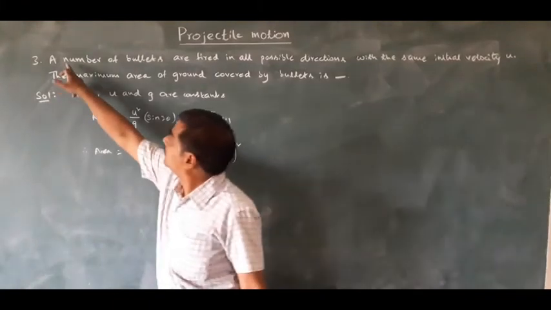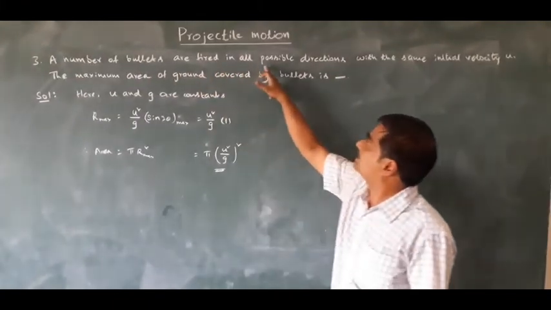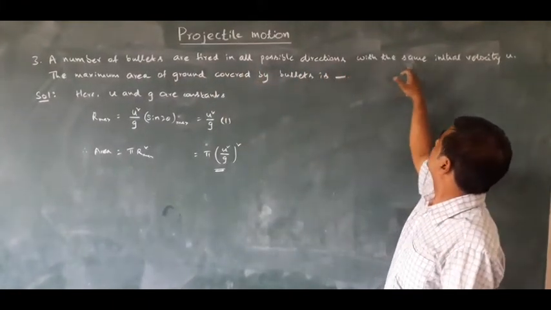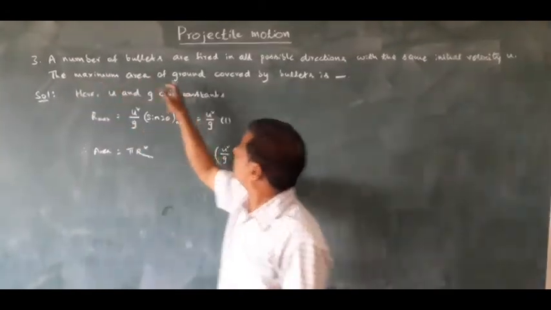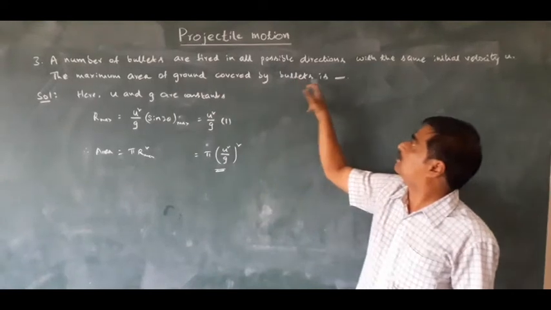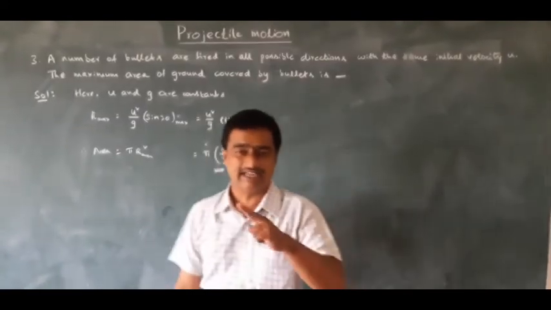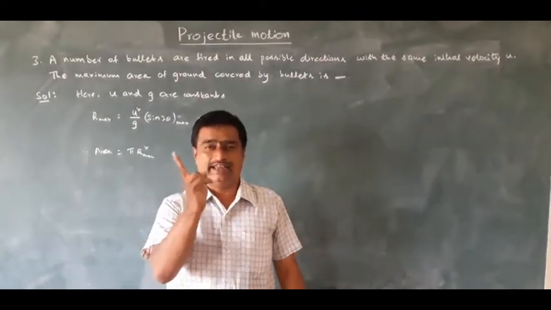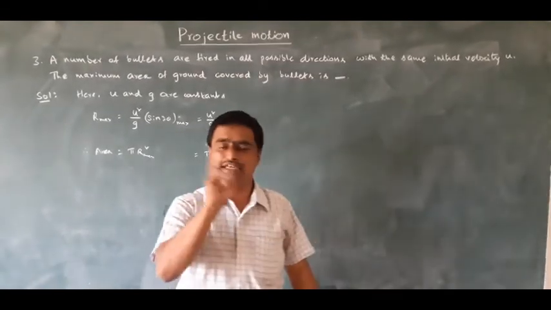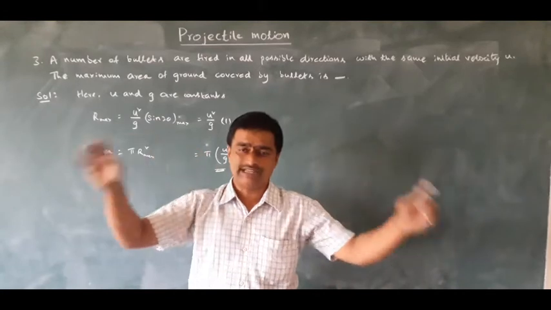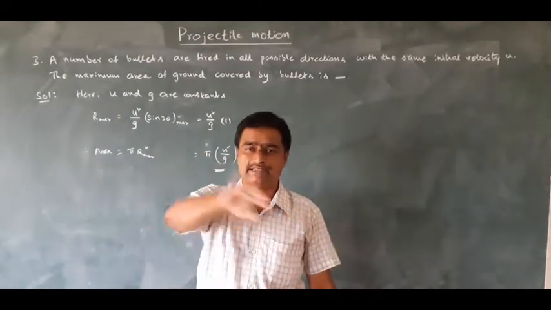Next problem. A number of bullets are fired in all possible directions with the same initial velocity u. The maximum area of ground covered by bullets is, that is, they are having a gun, they are firing in all directions, okay, with the same initial velocity. Then, what is the maximum area occupied by that process?